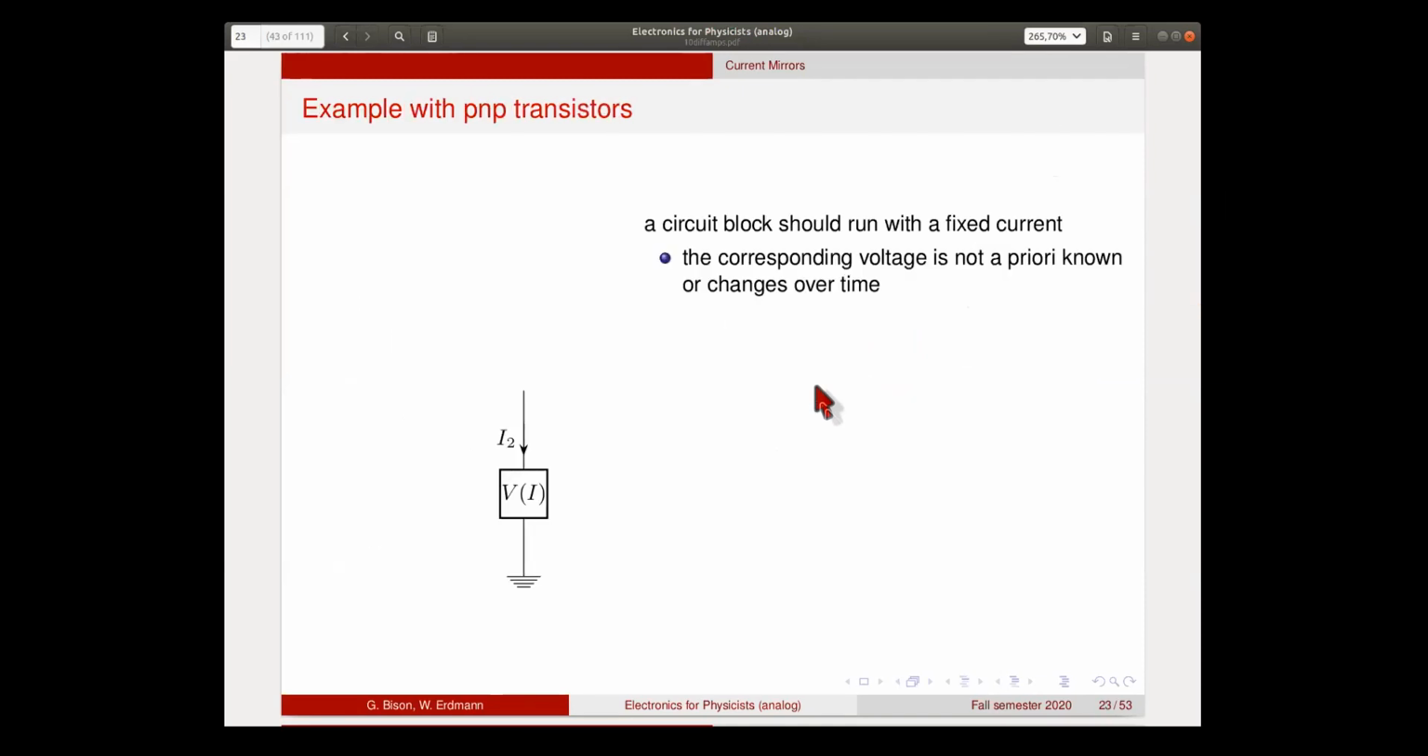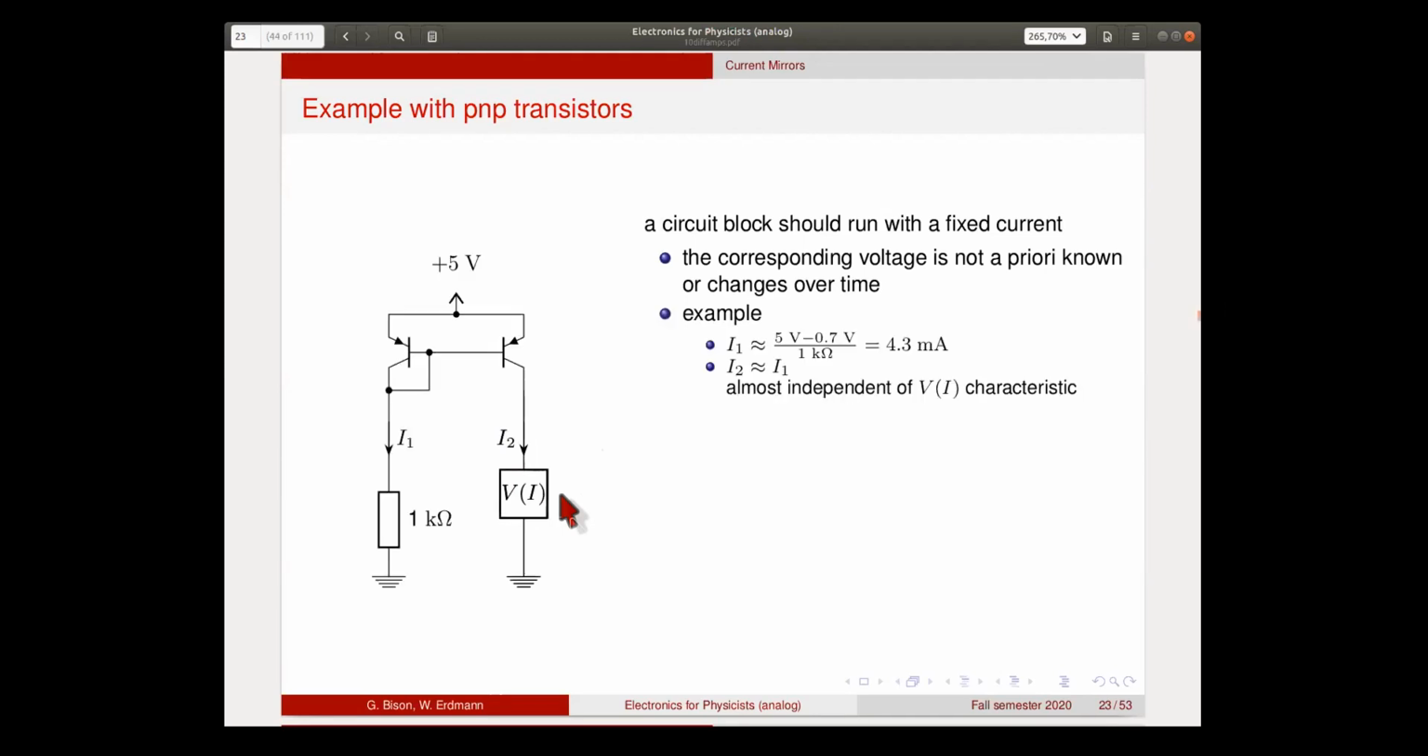An example of what one can do with a current mirror, this time now with a PNP transistor. We've seen previously the pictures with an NPN, but you can do the same thing with a PNP. So let's say you have a circuit block that should run with a fixed current. You don't know a priori what kind of voltage you will find across this circuit for the current that you give it. It may even change over time because of temperature or whatever effect. But you want to keep it at a constant current. And a simple way to do this is to use this current mirror.